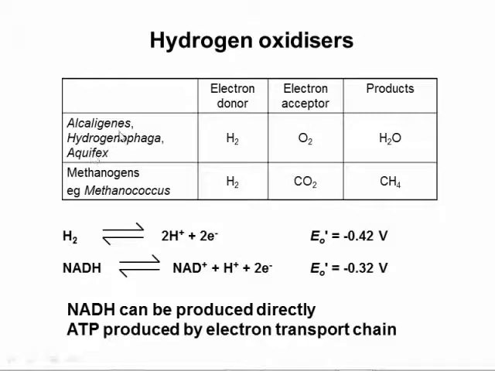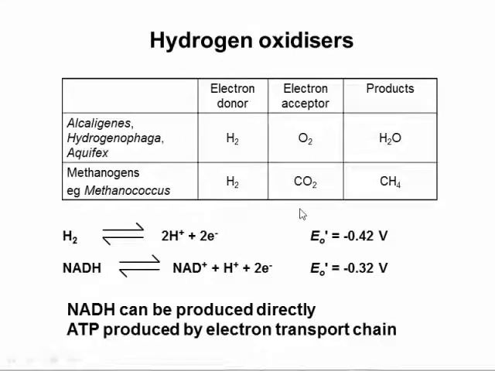The people who invented the genus names here were having a lot of fun. Hydrogenophaga eats hydrogen. And then methanogens are also an example of chemolithoautotrophs. Molecular hydrogen is the electron donor. Carbon dioxide this time is the electron acceptor.